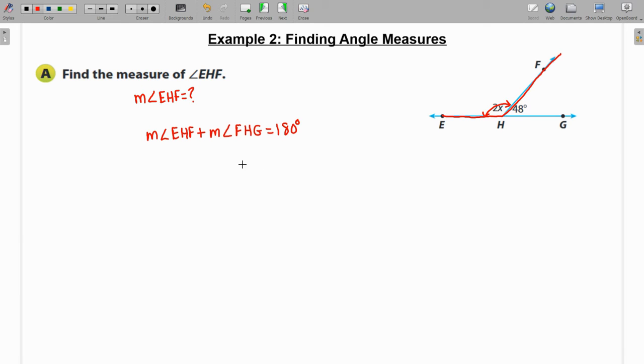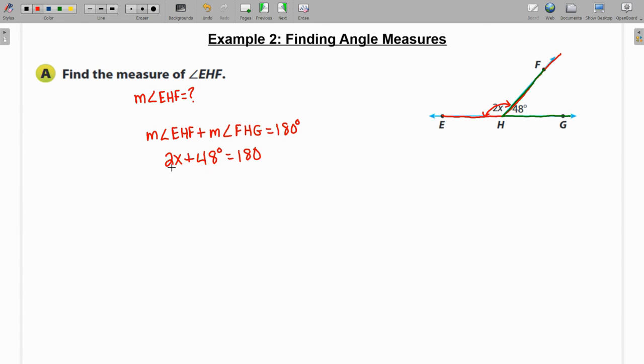So with this one, we have a supplementary angle. So we have EHF, which is already denoted as 2x. So I'm going to replace that with 2x plus the measure of angle FHG, which if we draw that in there, we go from F to H and then over to G. That angle is going to be a 48 degree angle. So we're going to say plus 48 degrees should equal 180 degrees.